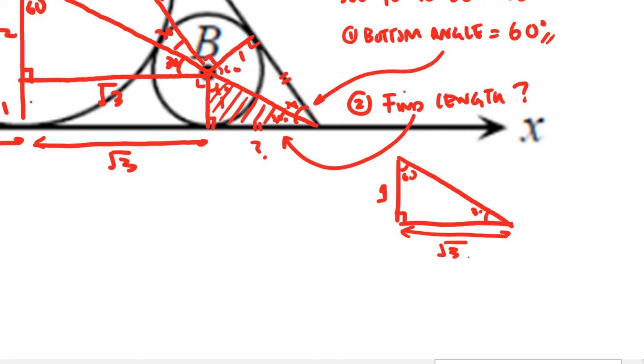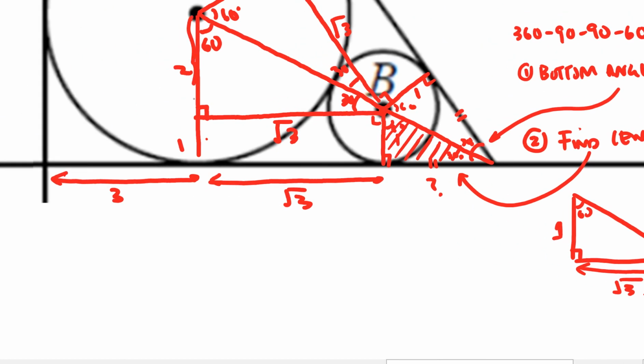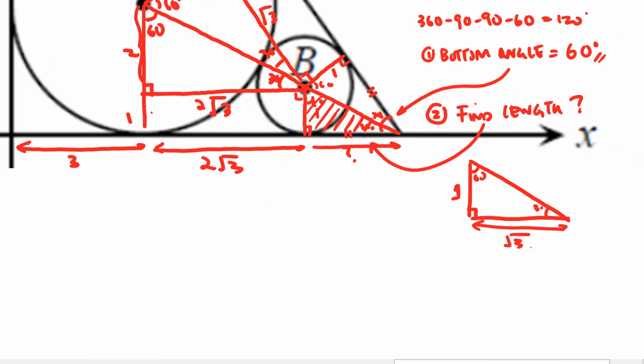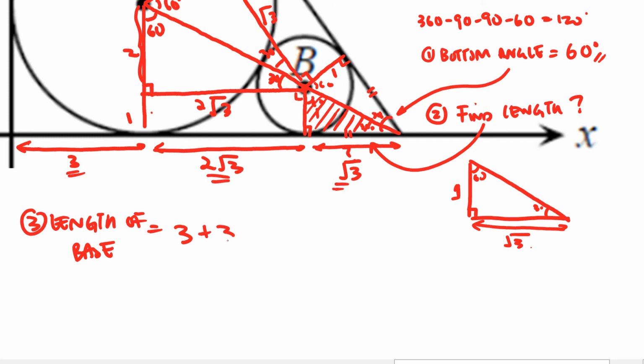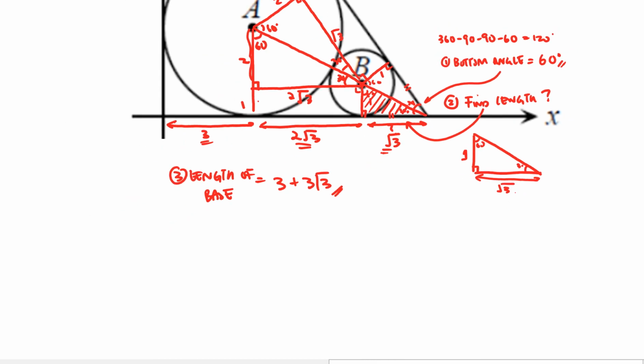Okay, and I just found out I made a mistake. So again, since this part is 2, this part is not root 3. This is 2 root 3. Okay, so that means that this line from B to here is root 3. Okay, so altogether, third step, the length of your base is actually equal to 3, which is this part, plus 2 root 3, and 1 root 3 gives you 3 root 3. That's the length of the whole entire base of the triangle.